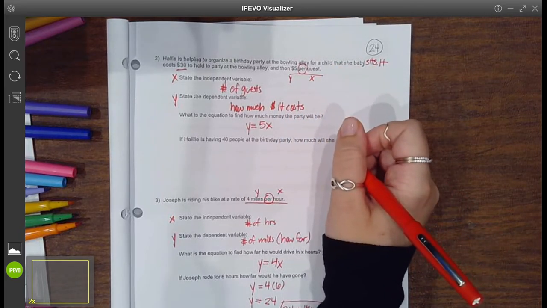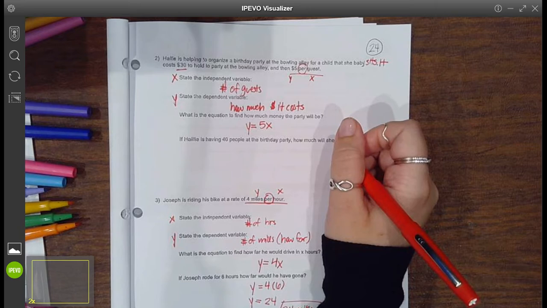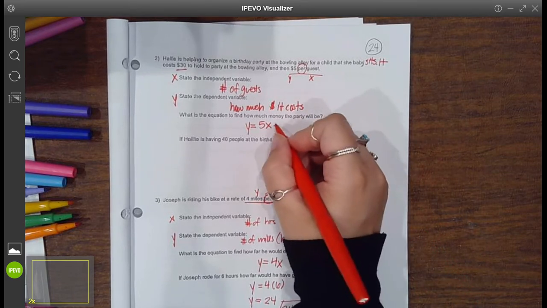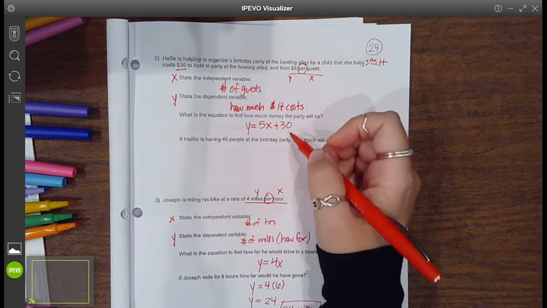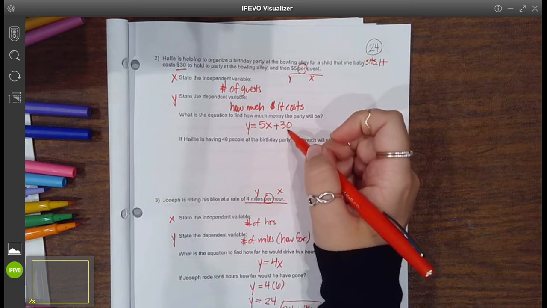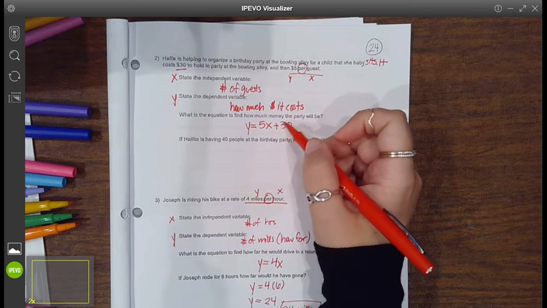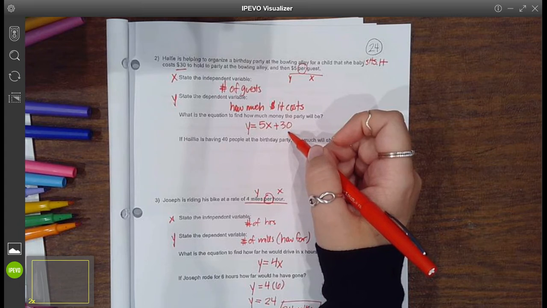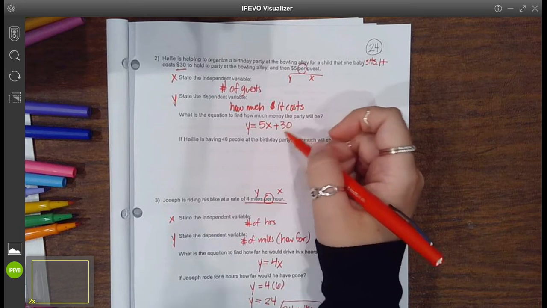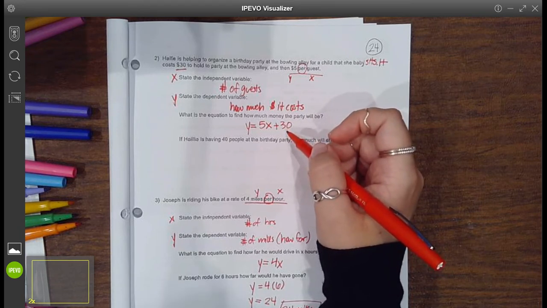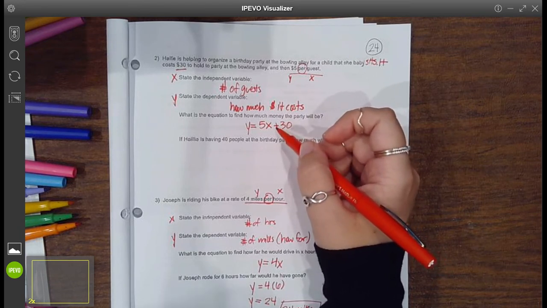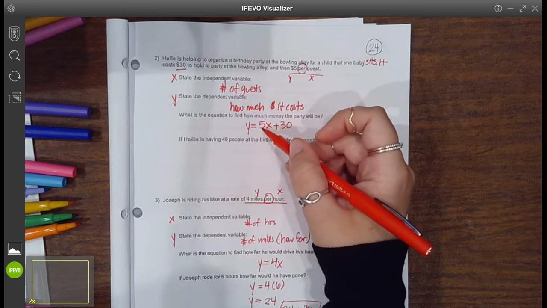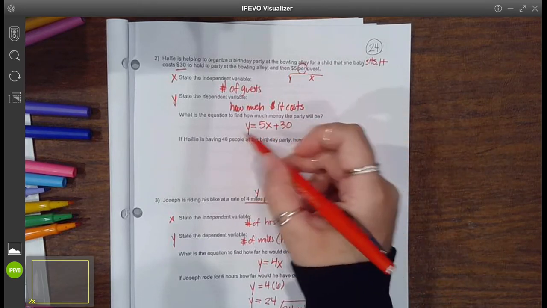Great. What do I do with that $30? Any ideas? Basically, it just gets tacked on at the end because no matter what, you have to pay this $30 just for holding the birthday party there at the bowling alley. So it's $30. It's a one-time fee. So you'll see things like an initial fee, a one-time cost, a starting fee. That's going to be the thing that gets added on at the end. Okay. So it's $30 plus, depending upon how many guests you invite, $5 per person. So then this is the equation.